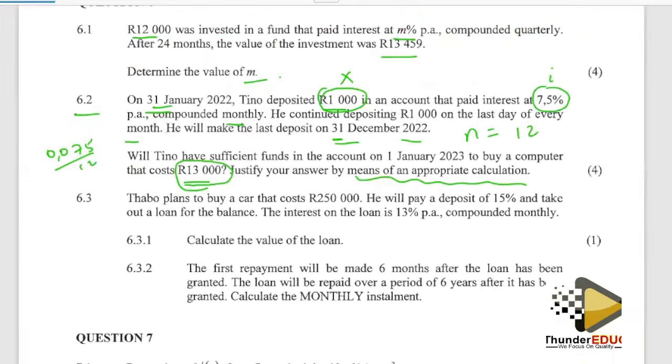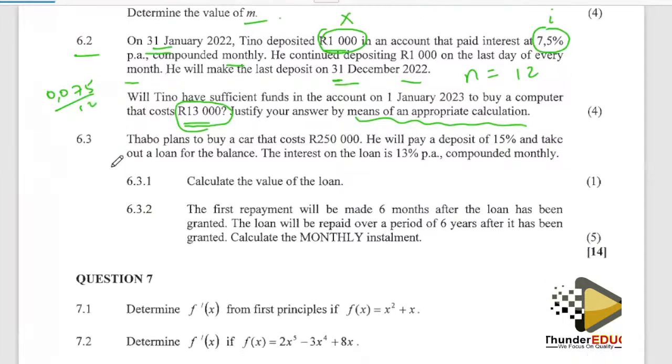Then 6.3. The question is telling us that Tabo plans to buy a car that costs 250,000. He will pay a deposit of 15% and take out a loan for the balance. The interest on the loan is 13% compounded monthly. Calculate the value of the loan.